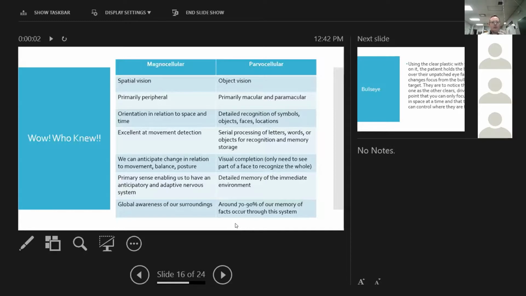But detailed recognition, symbols, objects, faces, locations, processing letters, words, objects of recognition, okay? Detailed memory, okay? And then the biggest one is 70 to 90% of our memory of facts occurs through this system. So it's really important for our readers that as they're reading, if they're going to have good comprehension and then good recall, that the parvocellular system is working and that they're gathering that information correctly.